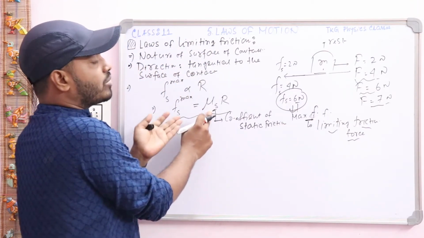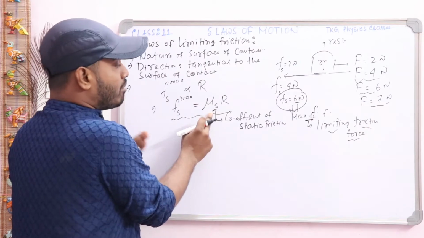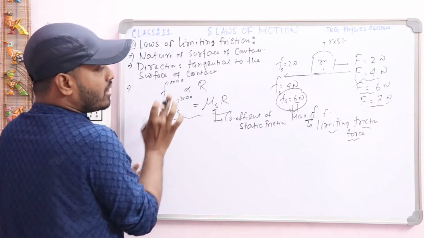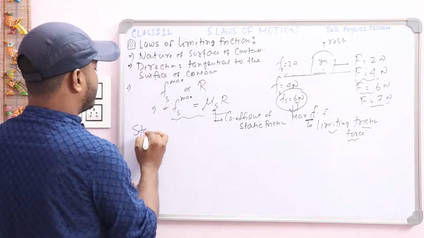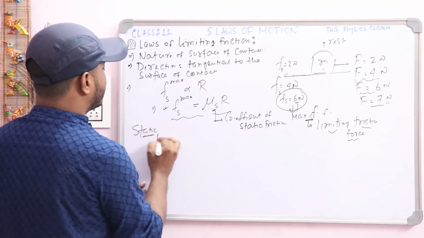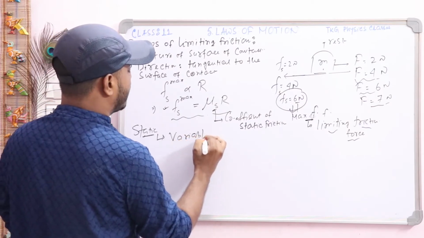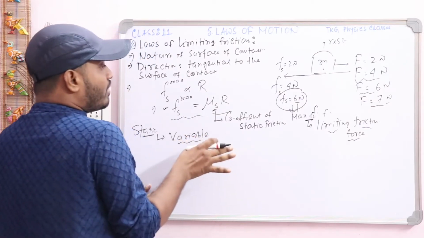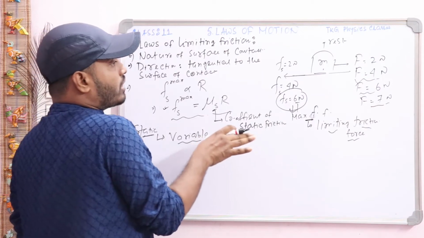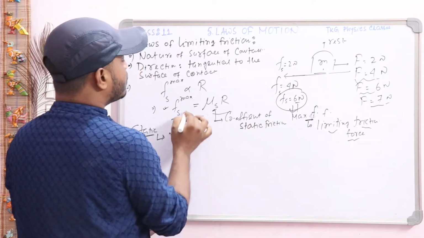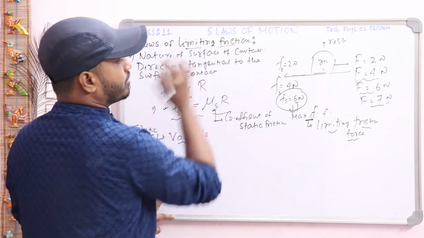Limiting friction is a part of static friction, but this is not the laws of static friction. You know, the static friction value is not constant, it is variable, and a variable value doesn't give a particular law, it has a method. So this is the laws of limiting friction.